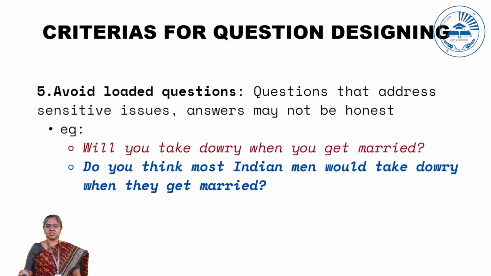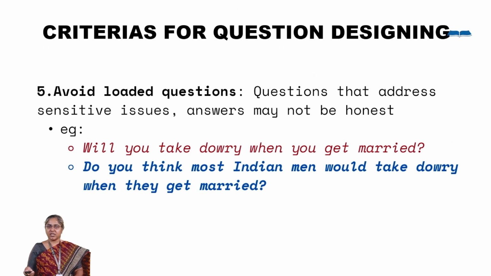The next, fifth criteria would be to avoid loaded questions. Loaded questions contain issues that are very sensitive. Some respondents will not give honest answers to these kind of sensitive issues that you raise in your question. Hence, avoid such kind of questions. Below is an example. Will you take dowry when you get married?